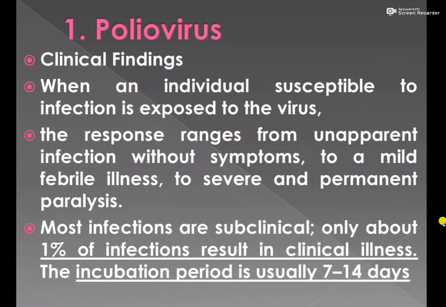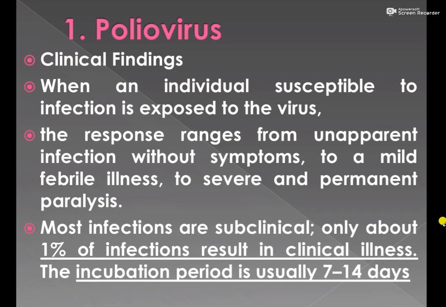Clinically, when an individual susceptible to infection is exposed to the virus, the response ranges from inapparent infection without symptoms, to mild febrile illness, to severe and permanent paralysis. Mostly, the majority are inapparent. Most infections are subclinical. Fortunately, only 1% of infections result in clinical illness. So disease occurs in only 1% of infected subjects.